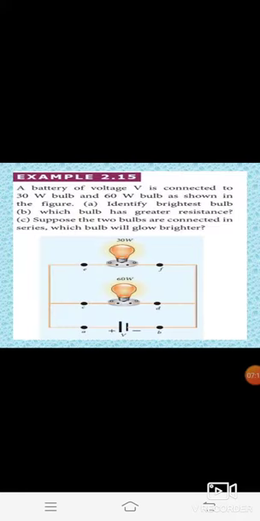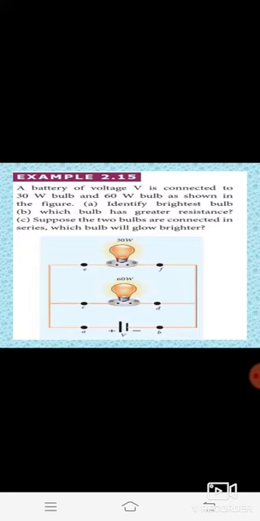Based on this, now we are going to discuss one example sum. A battery of voltage V is connected to a 30 watt bulb and a 60 watt bulb as shown in the figure. A, identify the brightest bulb. B, which bulb has greater resistance? C, suppose the two bulbs are connected in series, which bulb will glow brighter?